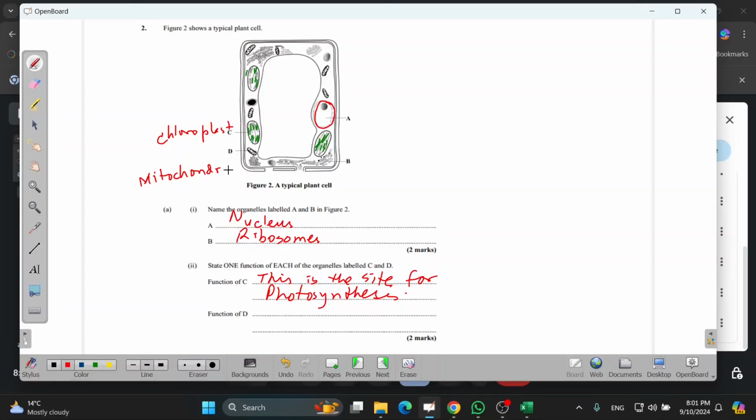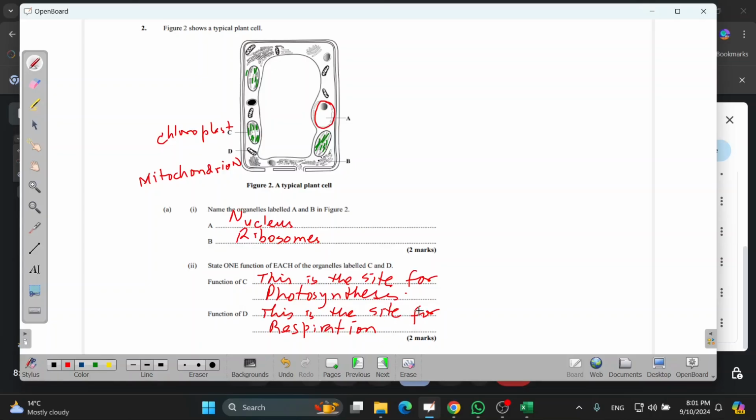Mitochondria. If it's one, we say mitochondrion. What is the function of the mitochondria? This is the site for respiration, meaning that there is where respiration takes place, right?